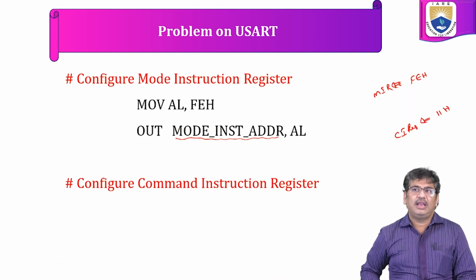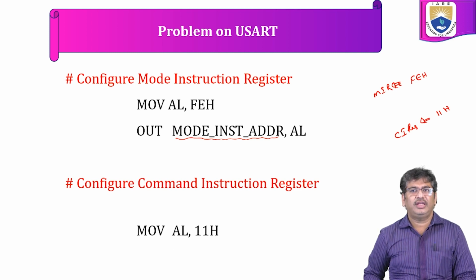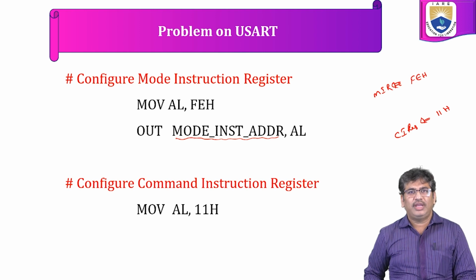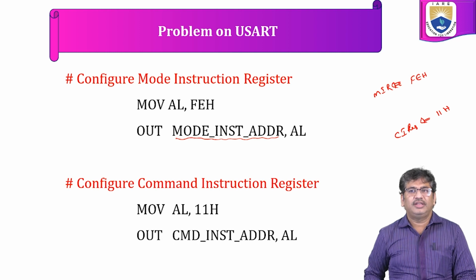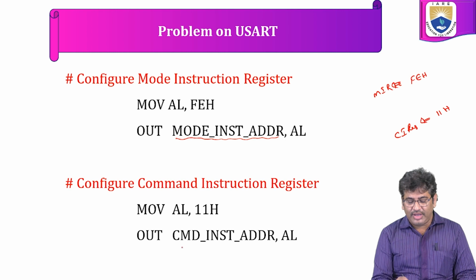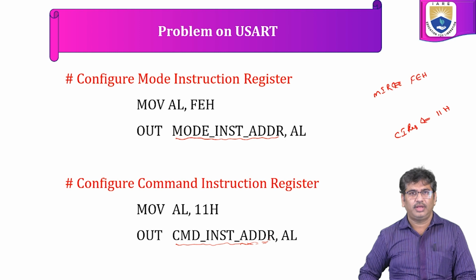Next, for writing the 11H into the command instruction control word, first we will load AL with 11H by using the MOV instruction: MOV AL, 11H. This 11H will be passed to the command instruction register by using the OUT instruction: OUT command instruction address, AL. Here we have to replace it with the corresponding address value as per how we are interfacing. So these steps are done: the pointer to memory, mode instruction register configuration, and command instruction register configuration.